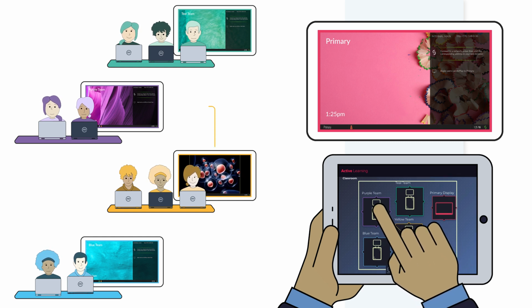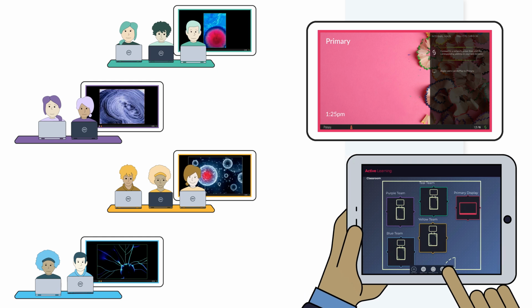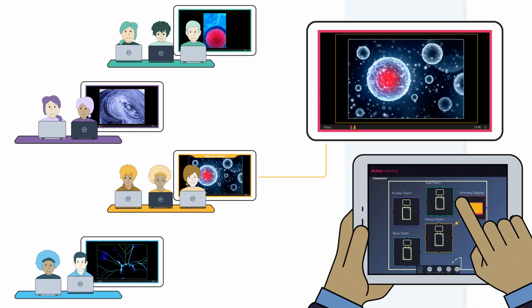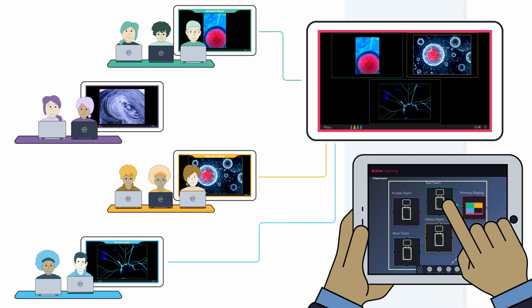One-on-one routing can be done between any two displays to provide teams with peer-to-peer guidance, and multiple one-to-one connections can be routed at the same time. You can also drag and drop multiple displays to a single primary display, enabling comparative analysis of various teams' work.